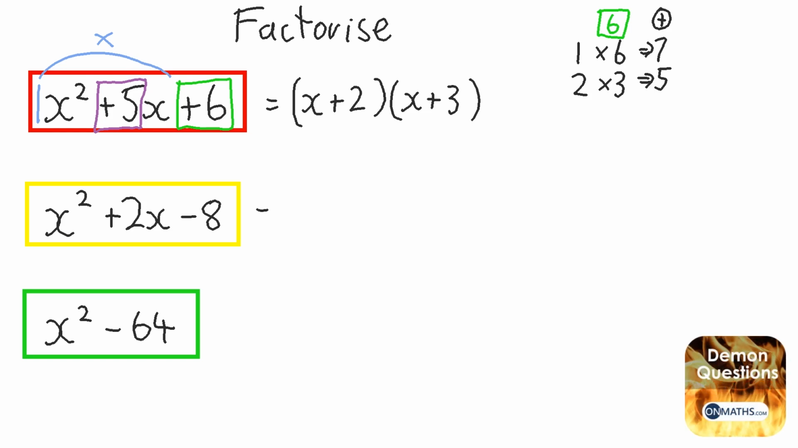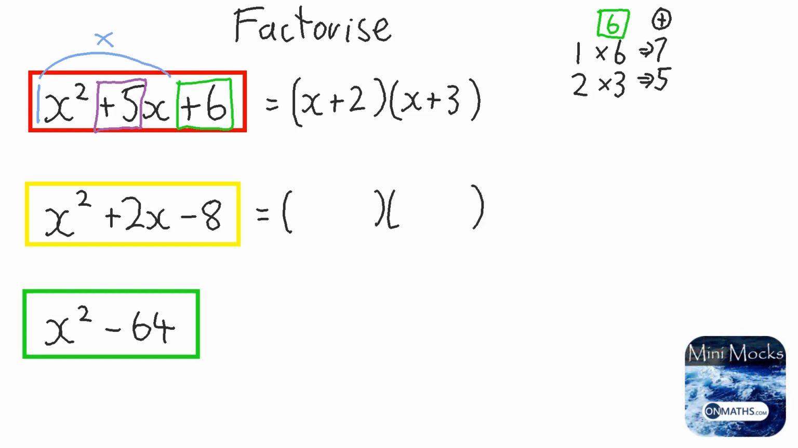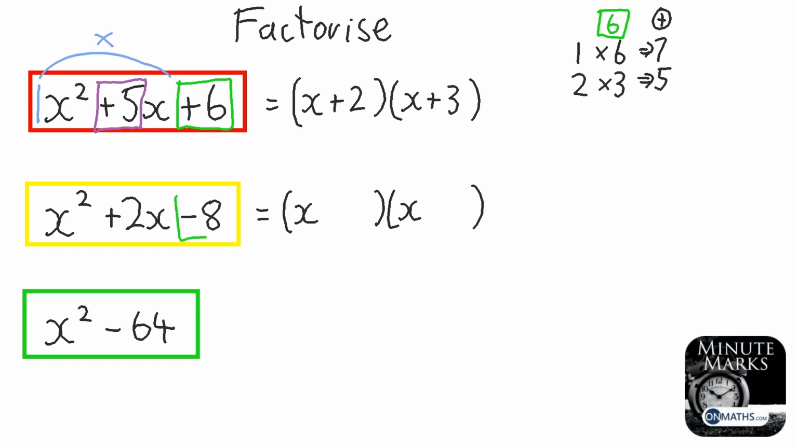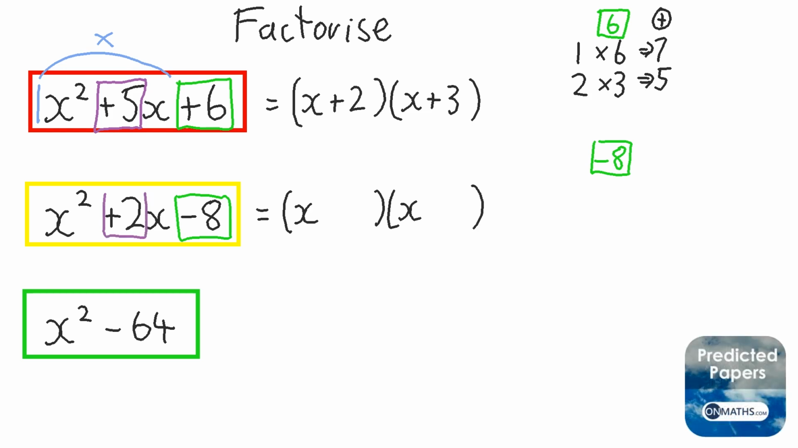Same with the next one. So I'm going to put my double set of brackets down, nice and easy. It's x squared, so it's going to be x in both brackets. And so this time we're looking for two numbers that multiply together to make negative 8. And they've got to add together to make positive 2. Okay, so let's have a look.